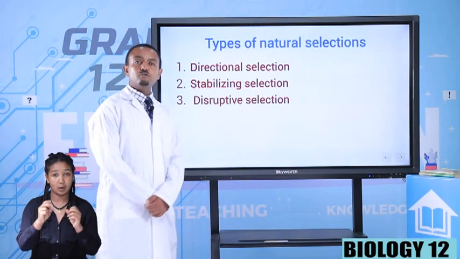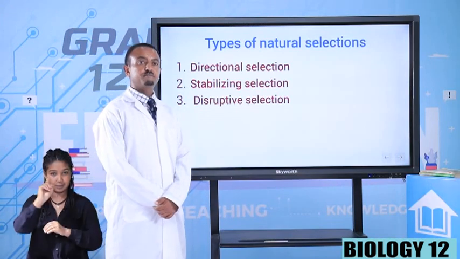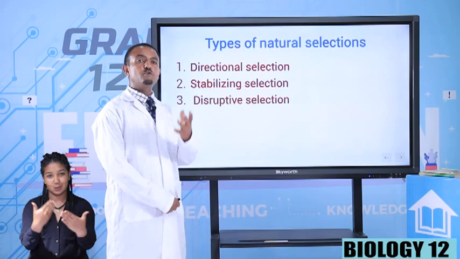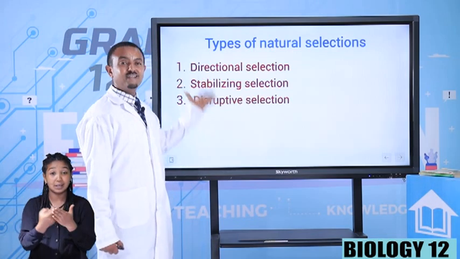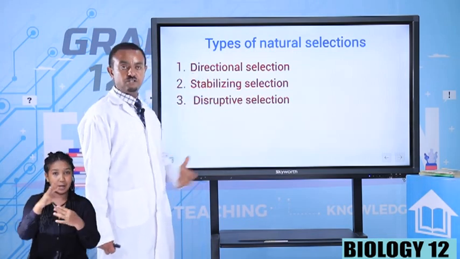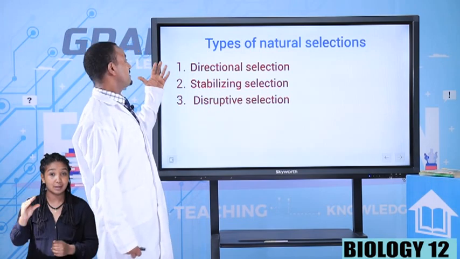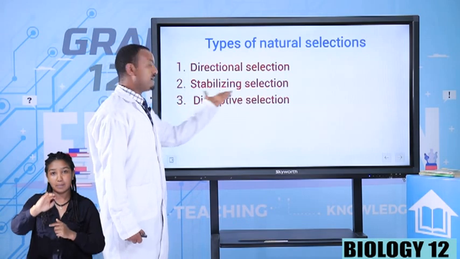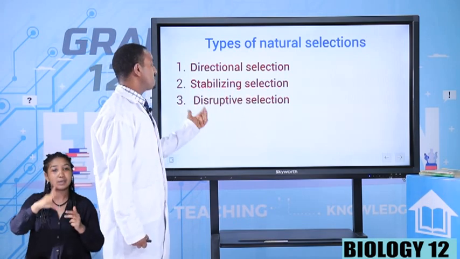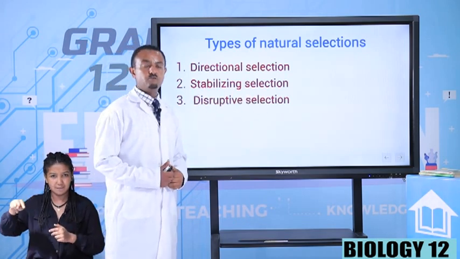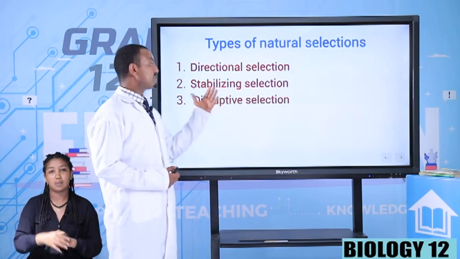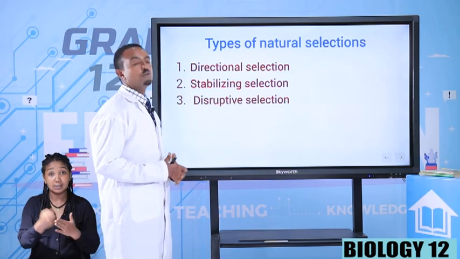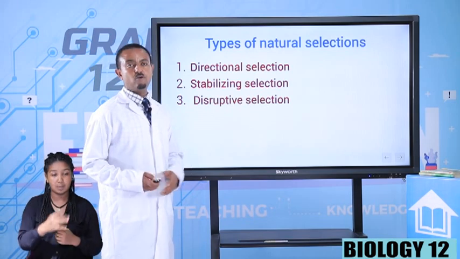Okay, have you tried some, students? Very good. If you mentioned there are 3 types of natural selection, and the first one is directional selection, the second one is stabilizing selection, and the third one is disruptive selection, you are correct. Let's see these 3 types of natural selection one by one.